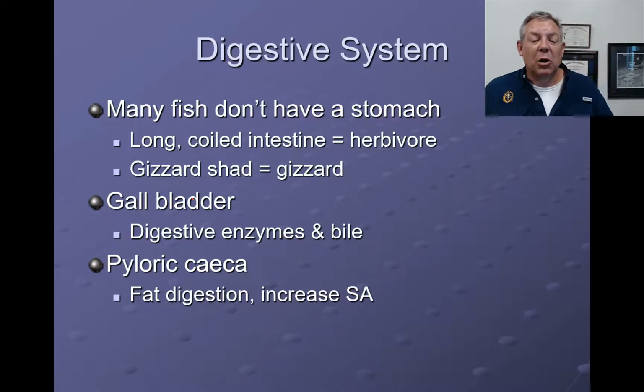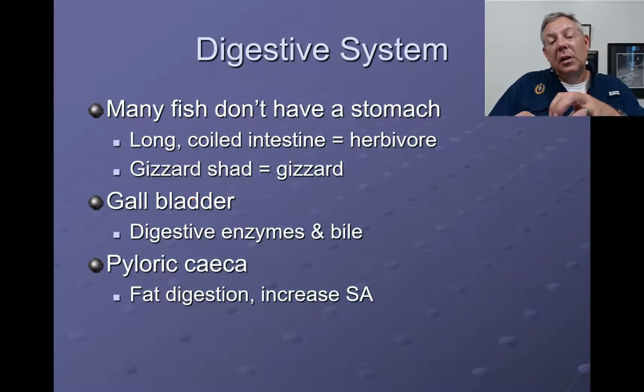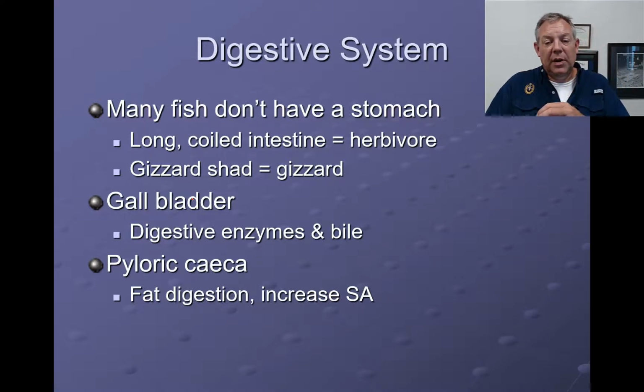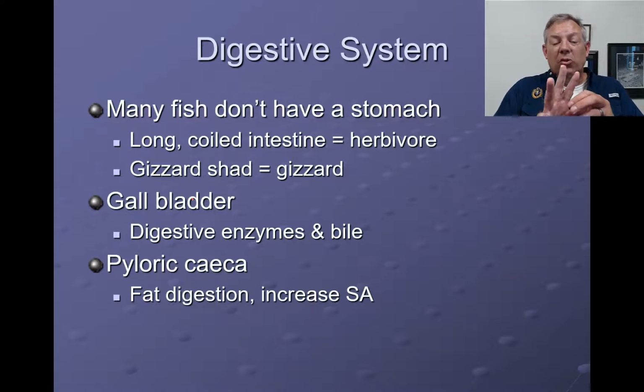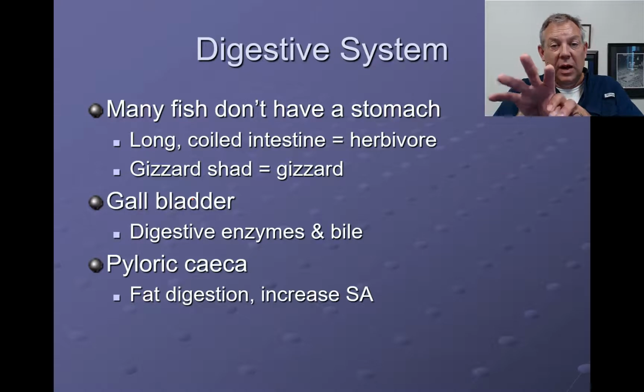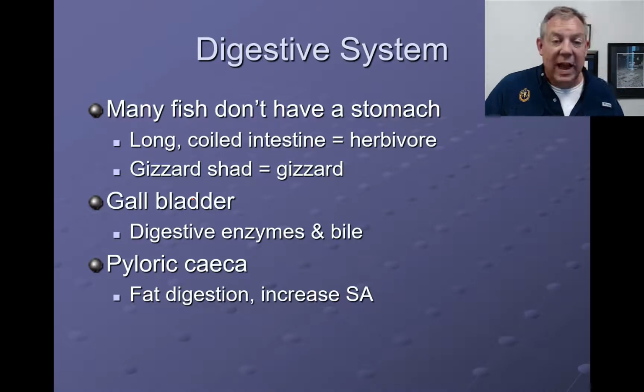Some fish have structures called pyloric caeca. The pylorus, or the pyloric sphincter, is the connection between the stomach and the intestines. It's the posterior portion of the stomach. At that area, you sometimes have pyloric caeca, which are little finger-like projections that come off. They help to increase surface area. They're also probably important in fat digestion.